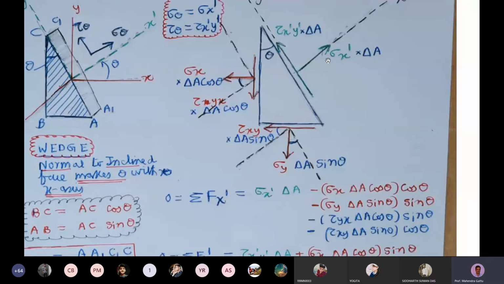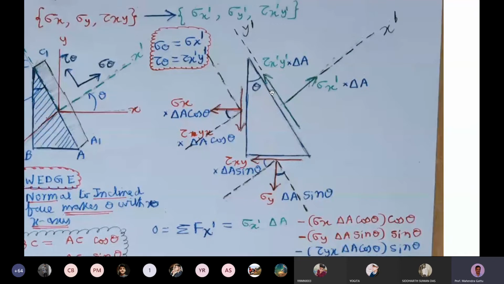Okay. Now what we will do is try to resolve all the forces along the x prime direction and write the equilibrium equation for x prime, sigma Fx prime, and we resolve all the forces along the y prime direction, and then write the equilibrium equation sigma Fy prime. Okay. So let's look at resolving the forces along the x prime direction.